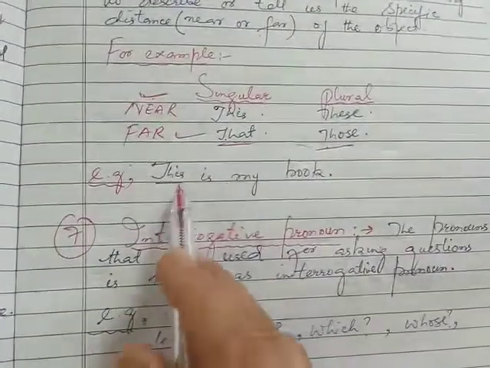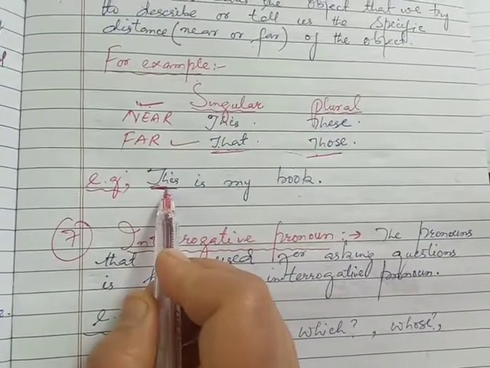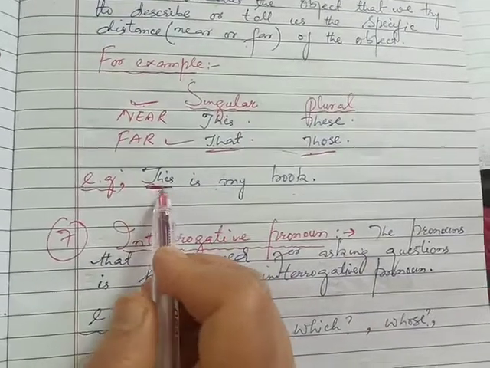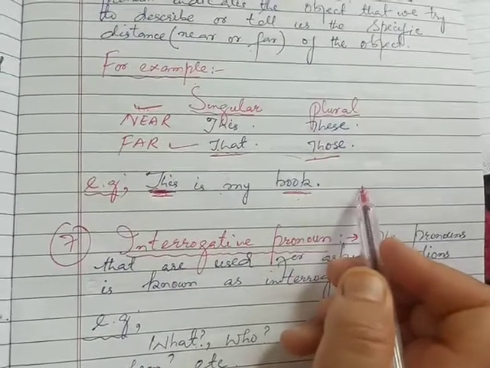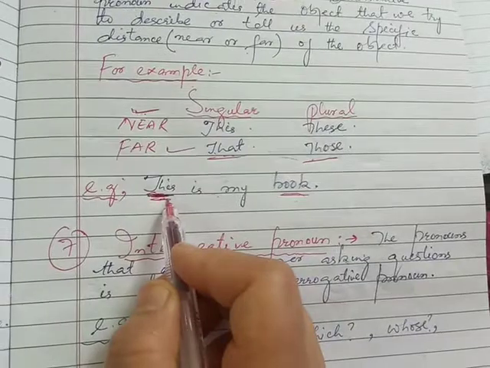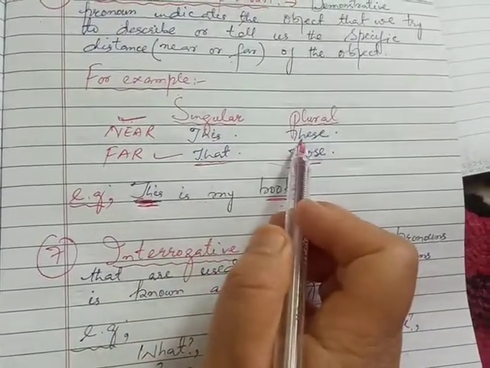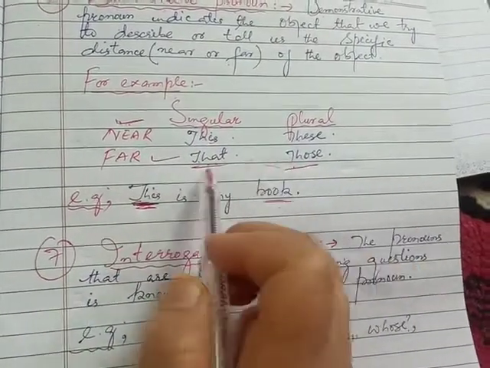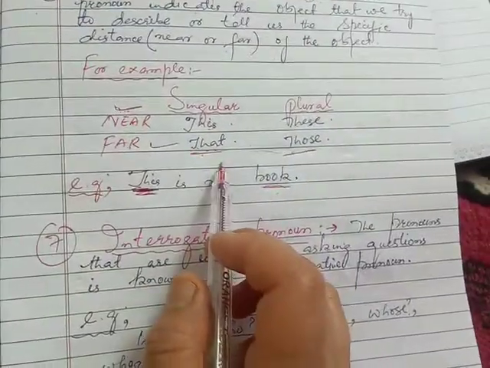For example, this is my book. Here this is a demonstrative pronoun because it tells us about the specific distance of the object. It can be easily understood that the object, that is the book, is near to us. That's why we used this here. So you have to remember two important things, my dear students: this and these are used for the things or objects that are near to us, and that and those are used for objects that are far from us. So this was about demonstrative pronouns, very easy.